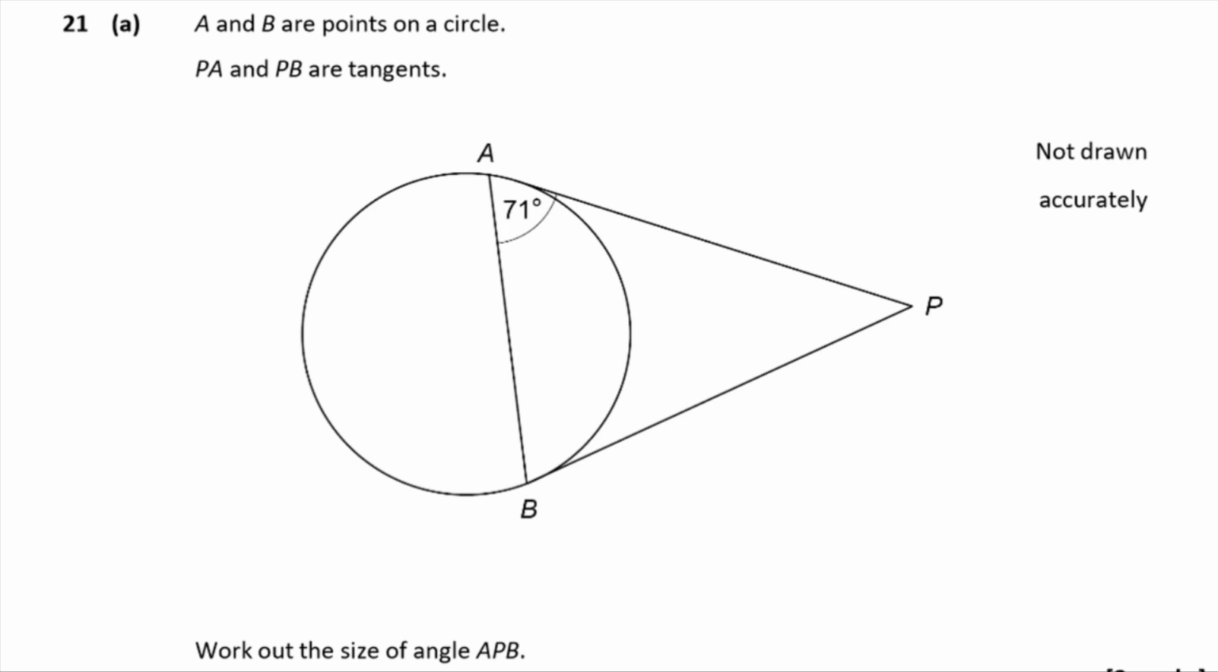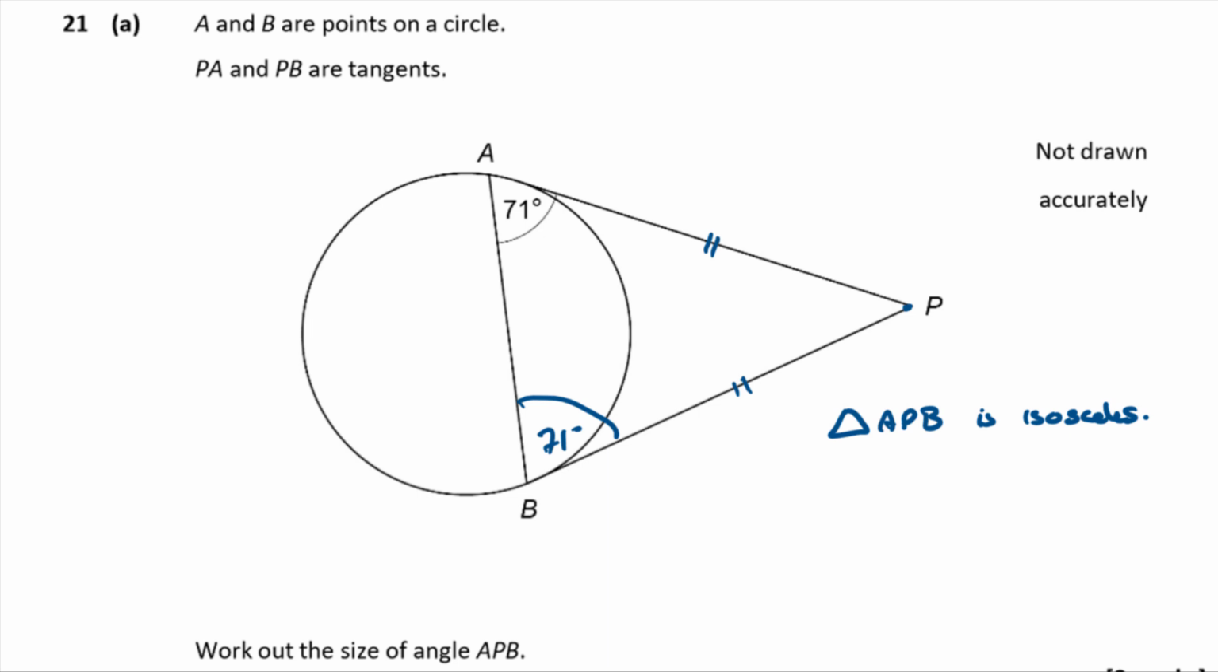Question 21a. A and B are points on a circle. PA and PB are tangents. Work out the size of angle APB. Now, if PA and PB are both tangents, that means that these two lengths have to be the same. It's just a property of tangents that meet at a point outside of a circle. So those two are going to be the same, which makes triangle APB isosceles then, isn't it? Isosceles, and therefore that angle there is also 71 degrees.